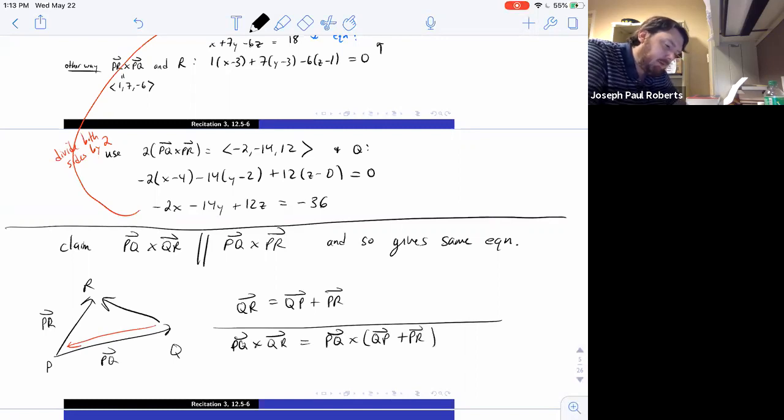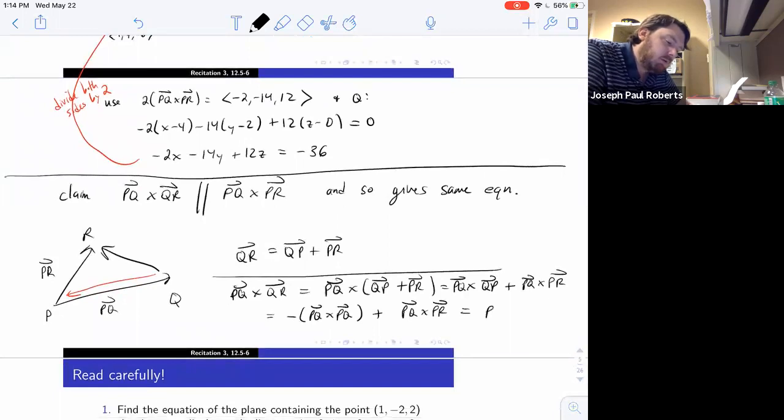Well, by the fact that the cross product has a distributive property with vector addition, we see that this is PQ cross QP plus PQ cross PR. But then QP is just simply minus PQ. So this is minus PQ cross PQ plus PQ cross PR. And then what do you know? Any vector cross itself is 0.